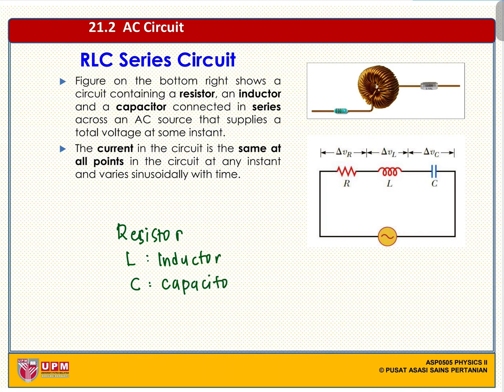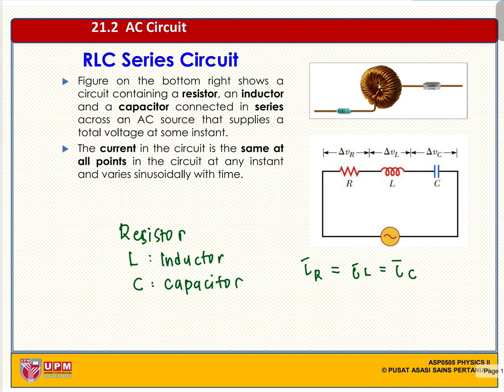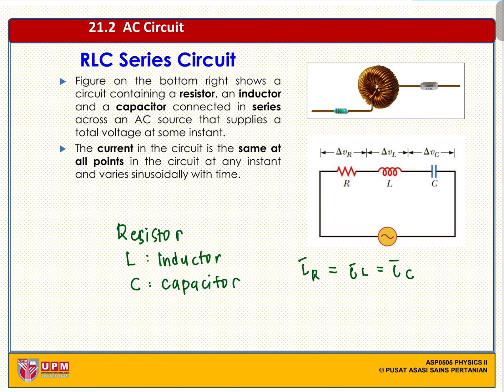So since it is connected in series, it means that your current flow across resistor is same as current flow across inductor dan juga sama dengan current across capacitor at each point. So you can say that you will have the same IRMS ataupun maximum current flow through these three circuit elements.